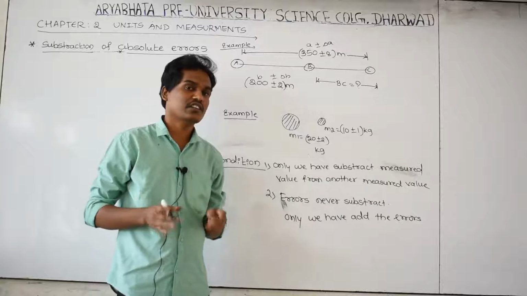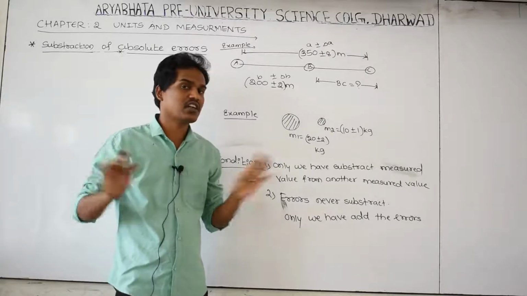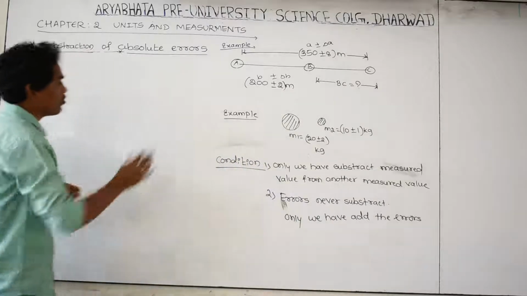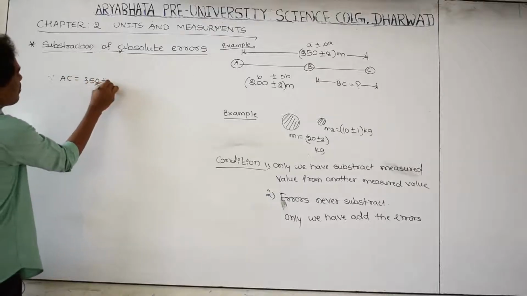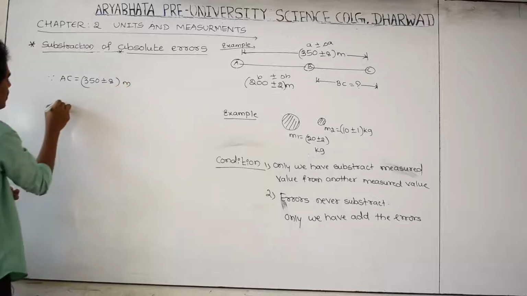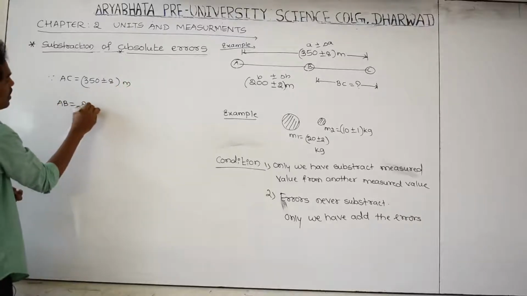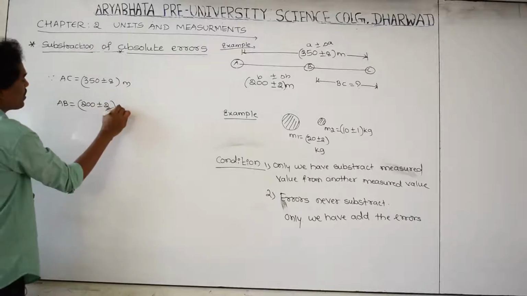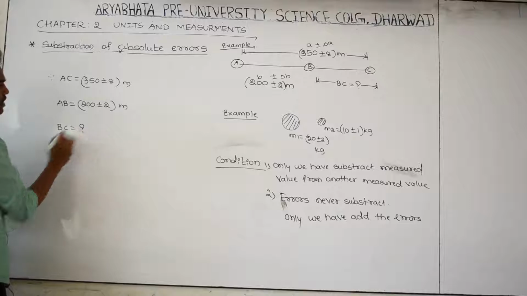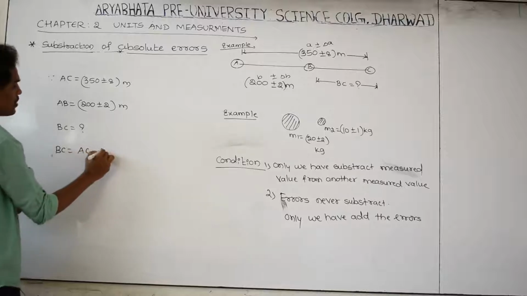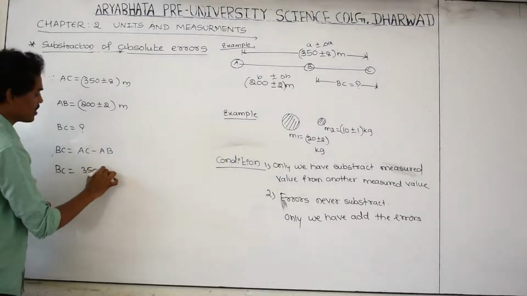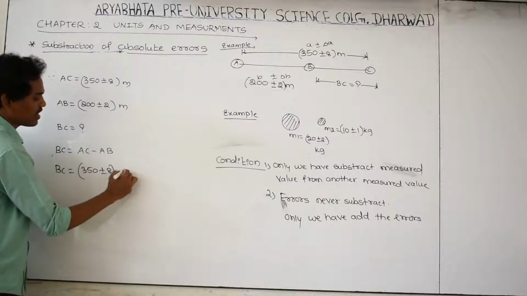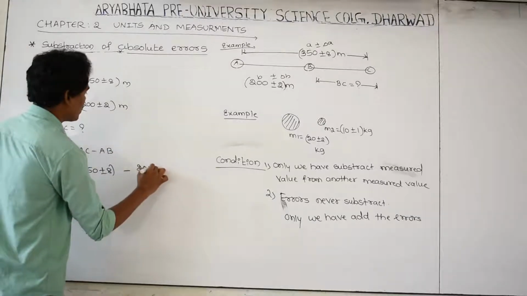Always the errors should be added with each other, not cancelled and not subtracted. How to find out BC? You know very well. AC is equal to 350 plus or minus 8 meter, and AB is equal to 200 plus or minus 2 meter. And what about BC? BC is equal to AC minus AB. BC is equal to, what is AC? 350 plus or minus 8. This minus as it is. What is AB? 200 plus or minus 2.